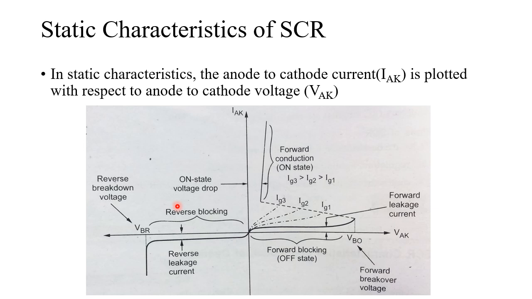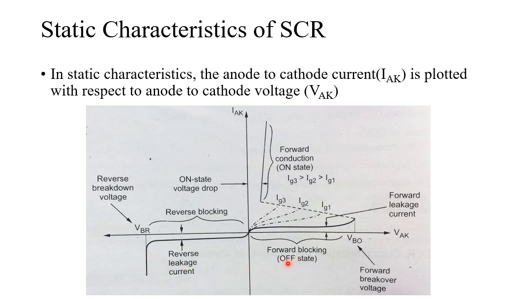In the reverse blocking mode, the SCR is reverse biased. That means P2 negative, N2 positive. During this state, the SCR won't conduct, but a small leakage current flows through the SCR, called the reverse leakage current. VBR is the reverse breakdown voltage. When the SCR is taken beyond this reverse breakdown voltage, it conducts and the SCR will be damaged. So the SCR should not be operated above the reverse breakdown voltage.